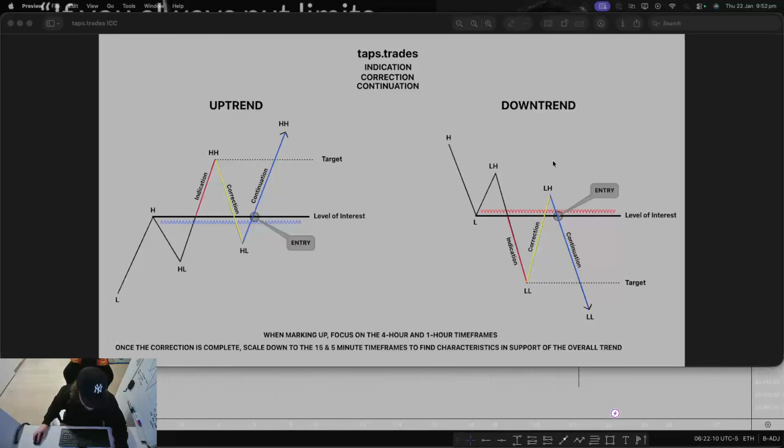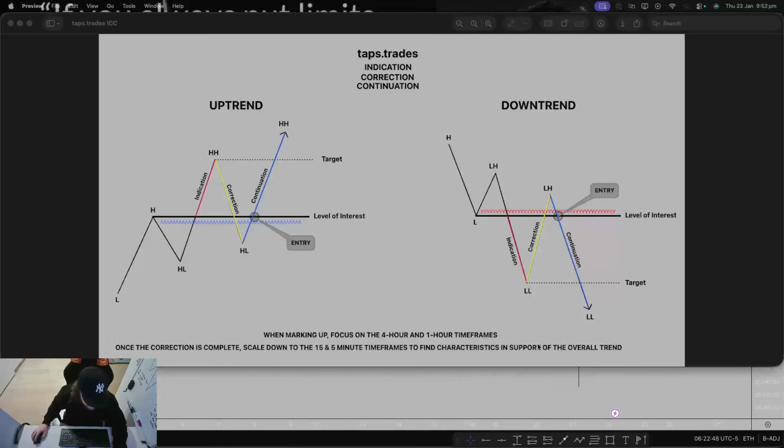We've got that lower high now. We've done that correction. We then scale down to the 15-minute and 5-minute time frames to find the characteristics that support the overall trend, which is the downtrend. So we're looking for lower lows and lower highs on those smaller time frames. Once we see that and price starts breaking below the level of interest, we can look to take an entry, with the ultimate target at that lower low for the third phase to play out, which is the continuation phase. So entry at this level of interest here, take profit at the halfway point and at that lower low for the continuation phase. That is as simple as it is.